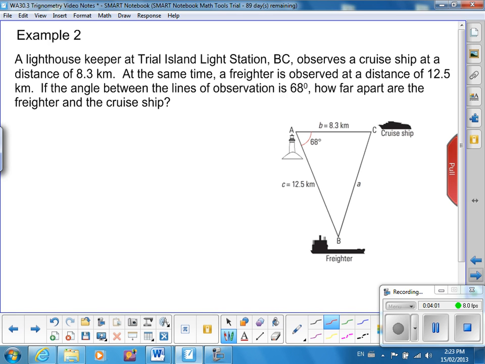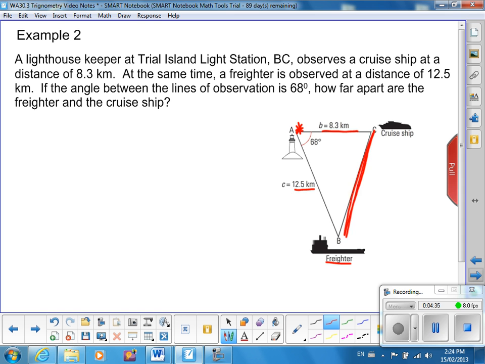Okay, a lighthouse keeper at Trial Island observed a cruise ship at a distance of 8.3 kilometers. At the same time, a freighter is observed at a distance of 12.5 kilometers. So we have a lighthouse, and that's where we're looking from here. And I can see a cruise ship in the distance, 8.3. I can also see a freighter in the distance, a distance of 12.5. What is the angle between the lines of observation? If the angle is 68 degrees, how far apart are these two ships?